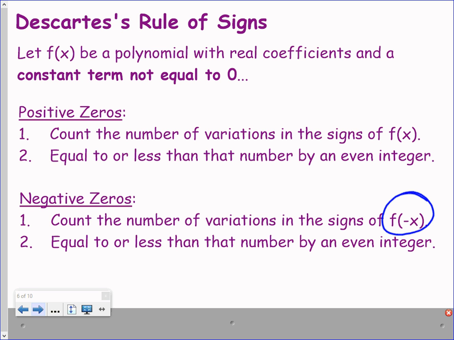You'll see in my example, I use a shortcut for f of negative x. Since we're working with polynomials, if we raise negative x to an even number, then there will be no change of sign in the f of negative x. If I raise negative x to an odd number, then in the f of negative x, that term will change in sign. So we can use that as a shortcut. Same rule, just got to look at f of negative x instead.